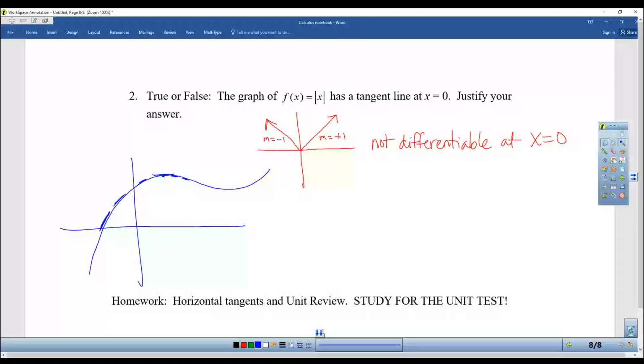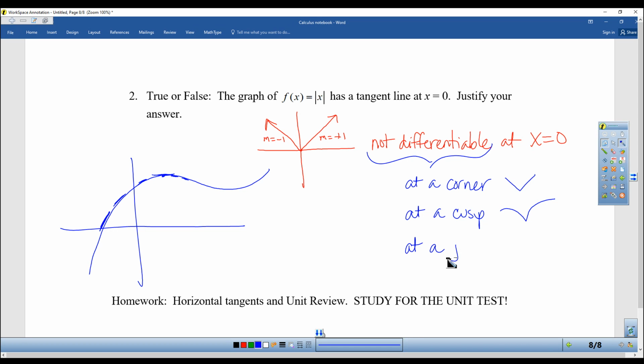The main thing that kids end up learning in the end, more than just left hand and right hand derivatives, is it's never going to be differentiable at a corner, which is like that, at a cusp, which is like that. Okay. And of course, at a jump. Remember jump discontinuity? So even if it comes down and then it continues in the exact same slope, doesn't matter.